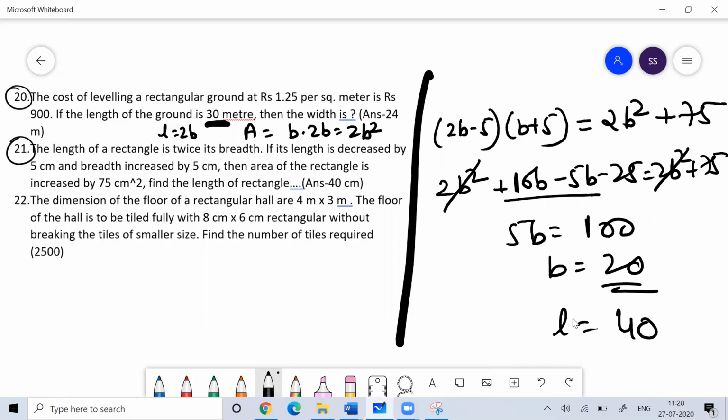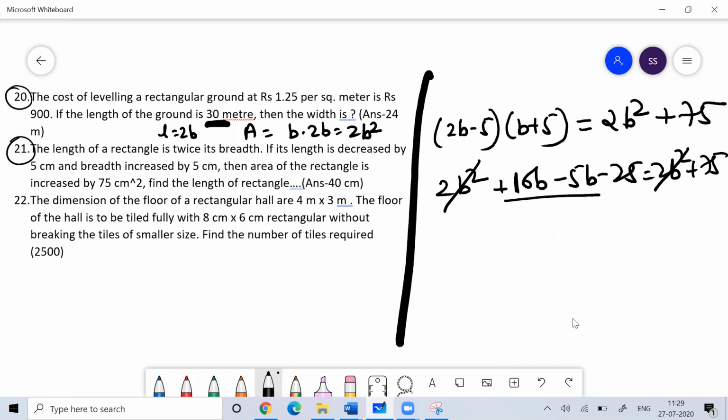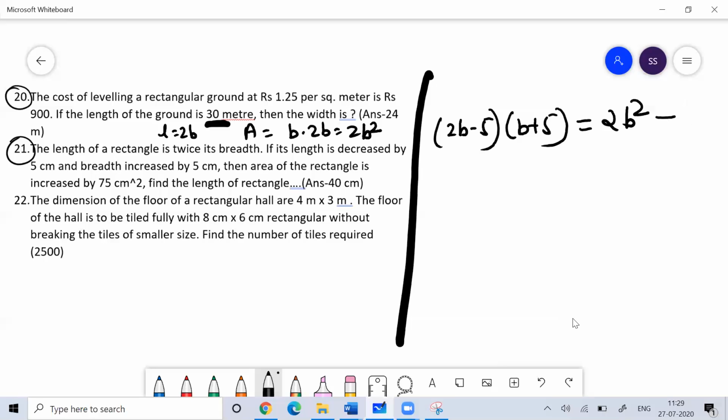Then the next question. The dimension of the floor of a rectangular hall is 4 meter into 3 meter. The floor of the hall is tiled fully with 8 centimeter into 6 centimeter rectangular tiles without breaking the tiles of the smaller size. Find the number of tiles required. So always understand, if you see the room dimensions are given in meter while the tile dimensions are given in centimeter, what you can do.